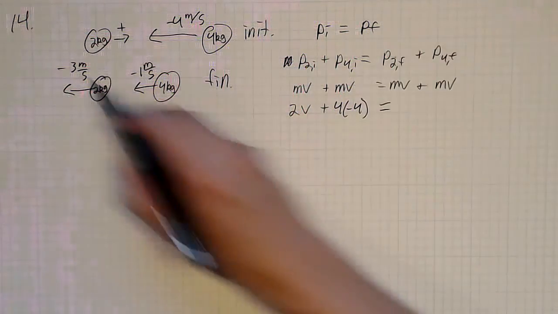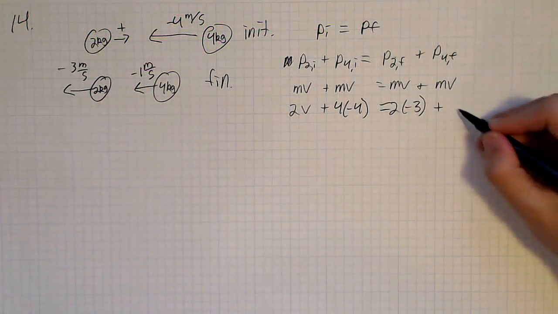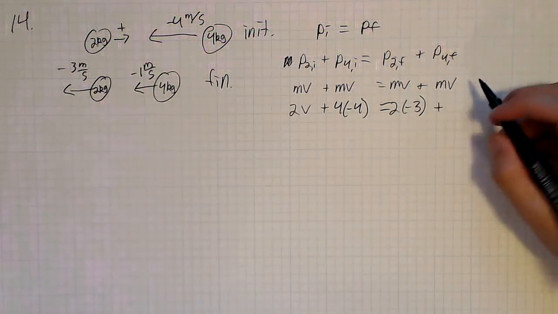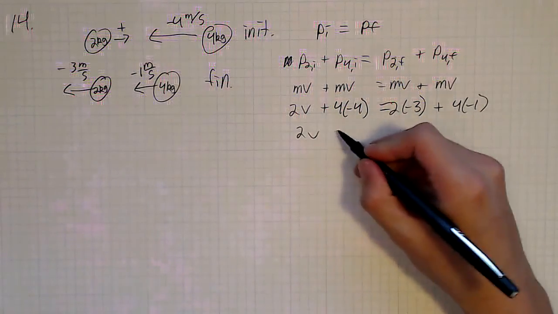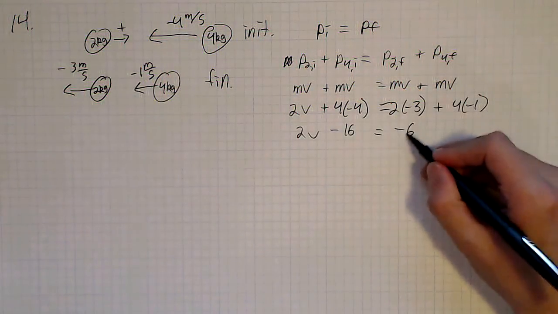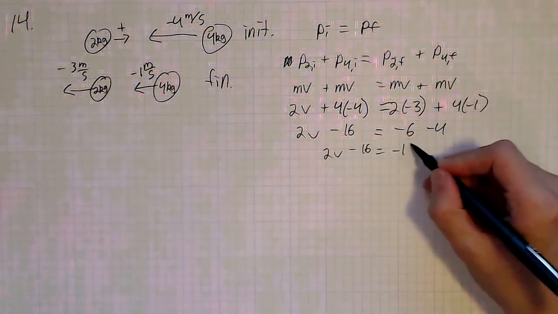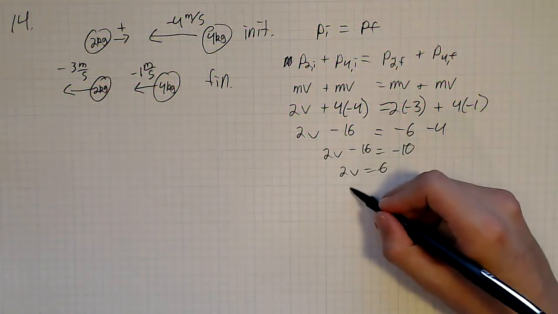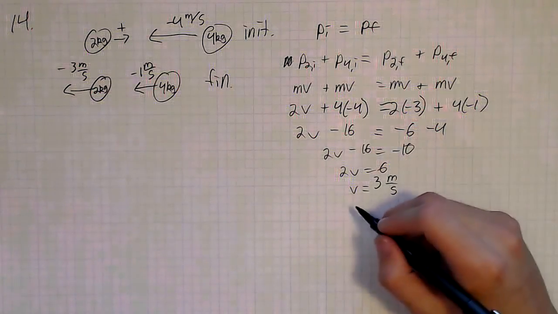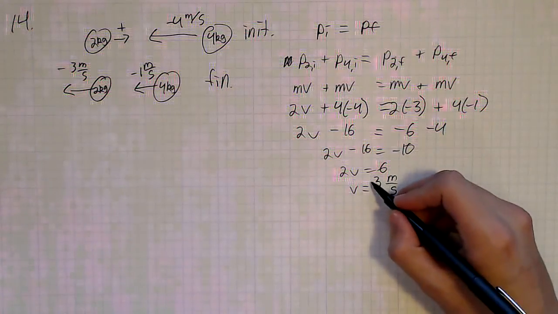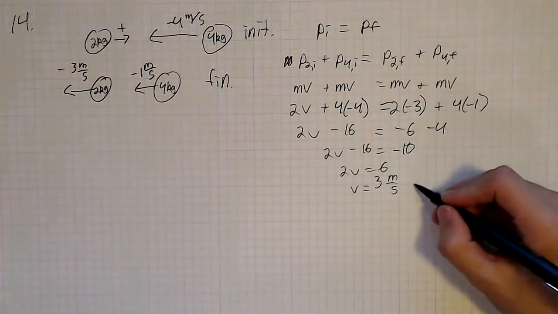is equal to, again, this is 2 for the final one, so this is going to be 2 times negative 3 plus mv of this one at the final part, which is going to be 4 times negative 1. So we have 2v minus 16 equals negative 6 minus 4. So 2v minus 16 equals negative 10, 2v equals 6, v equals 3 meters per second. And we defined it as positive just so we could do the math right, but this is going to be to the right.